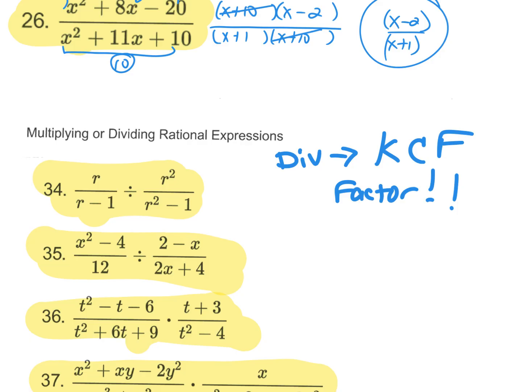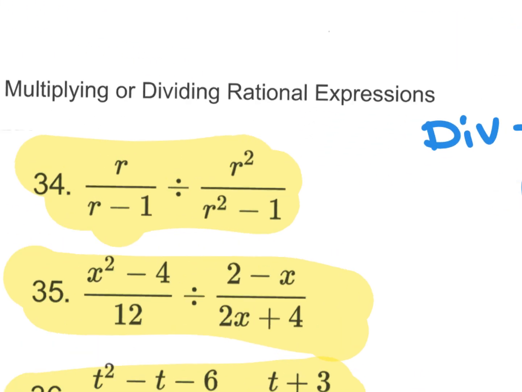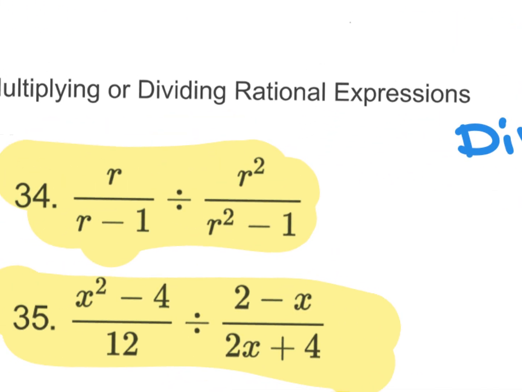Division, keep, change, flip, and then you just factor because it becomes a multiplication problem. So for something like 34, we're going to keep, change, flip, right? We're going to keep R over R minus 1. I'm going to change my division to multiplication, and then I'm going to flip. This becomes R squared minus 1 over R squared.